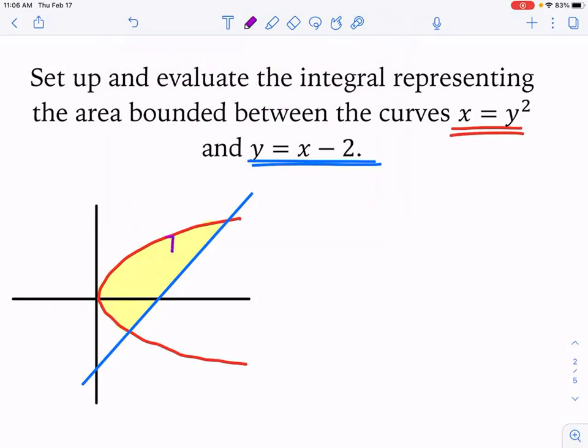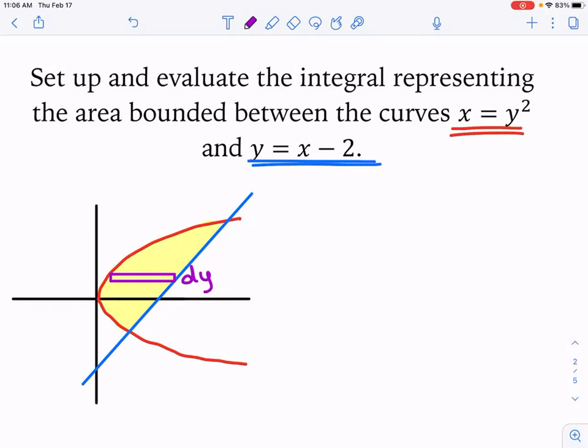So yesterday we drew our rectangles vertically with thickness dx, and we ended up having to split this into 2 different integrals because our bottom function changed partway through. Today, let's use horizontal rectangles because they have thickness dy, and notice how the right side of our rectangle stays on the blue curve the whole time. The left side of our rectangle stays on the red curve the whole time. So we only would need 1 integral.